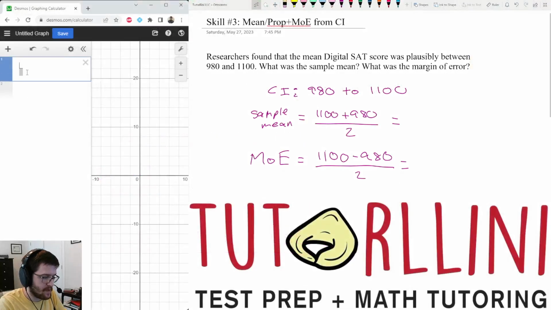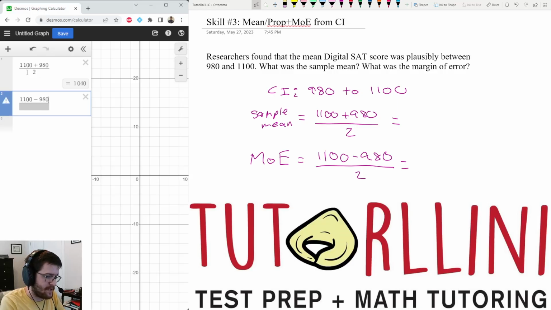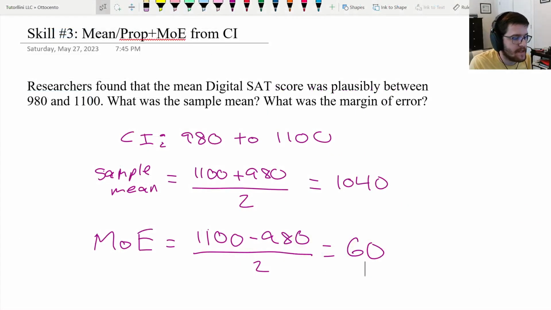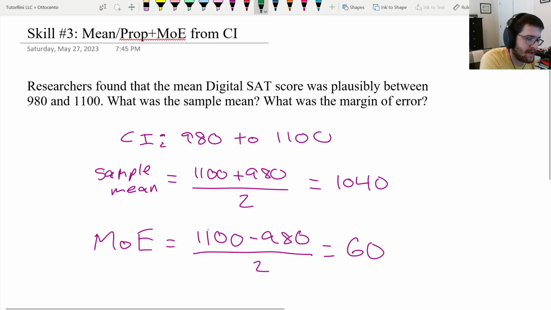So 1100 plus 980 over 2, 1100 minus 980 over 2. Okay, so we get a sample mean of 1040 and a margin of error of 60. And let's go back here. So these would be our answers.